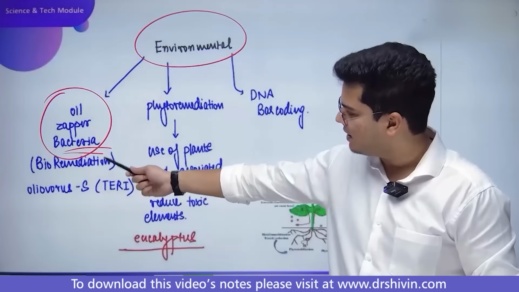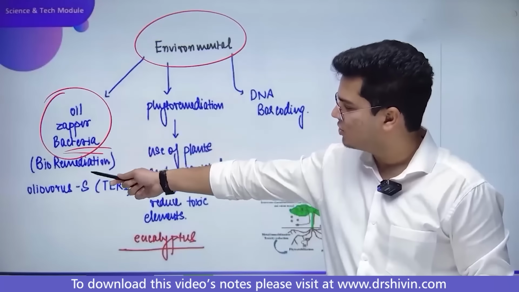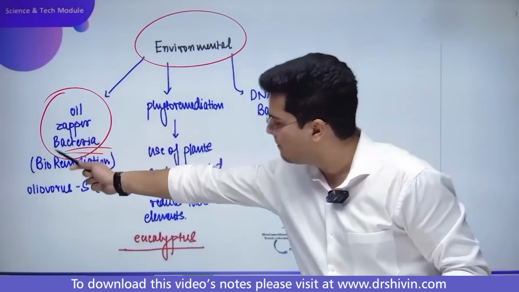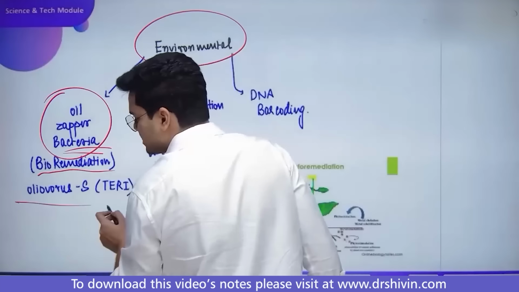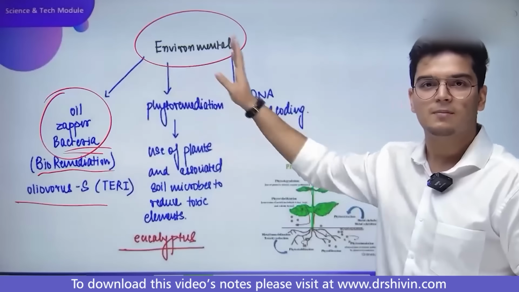तो दिस वाज मेड ऑफ कोर्स थ्रू जेनेटिक मॉडिफिकेशन. तो दिस इज ऑयल जैपर बैक्टीरिया यूज्ड इन बायो रिमीडिएशन. बायो रिमीडिएशन मींस रेमेडिंग और सॉल्विंग द बायोलॉजिकल प्रॉब्लम. तो बायो रिमीडिएशन के लिए वी यूज्ड ऑयल जैपर बैक्टीरिया डेवलप्ड बाय टेरी इन इंडिया कॉल्ड ओलियोवोरस एस. ये बैक्टीरिया का नाम है. सो दिस इज यूजिंग बायोटेक्नोलॉजी फॉर एनवायरमेंटल पर्पस.